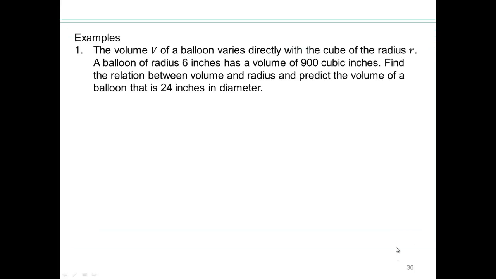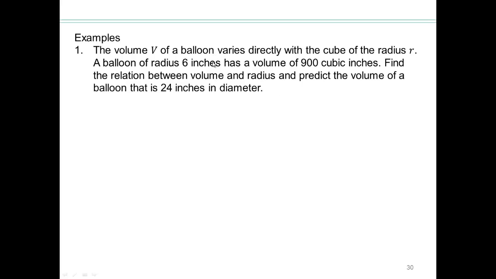Let's take some examples of that. The volume of a balloon varies directly with the cube of the radius r. A balloon of radius 6 inches has a volume of 900 cubic inches. Find the relationship between volume and radius. Predict the volume of a balloon that is 24 inches in diameter.